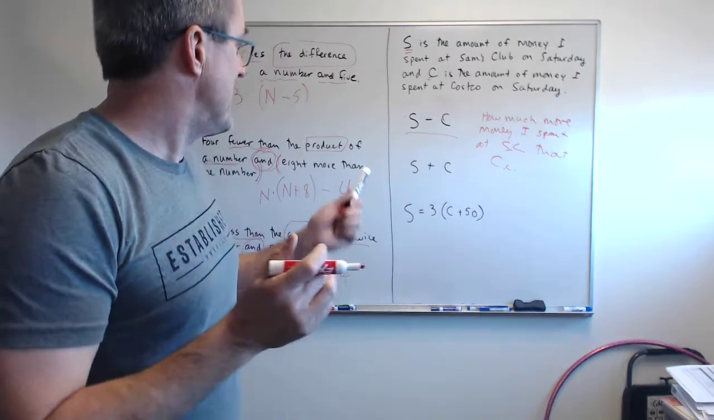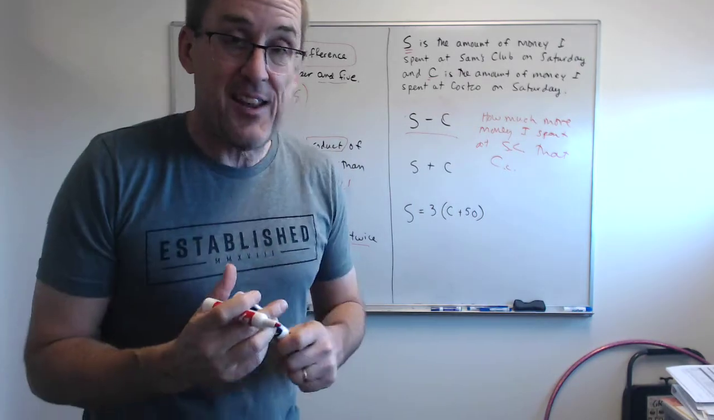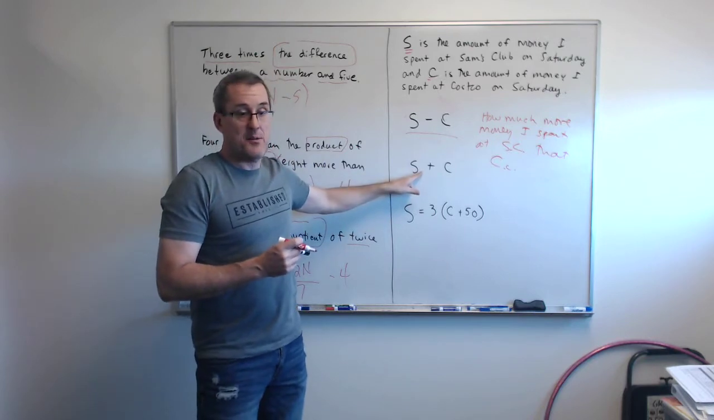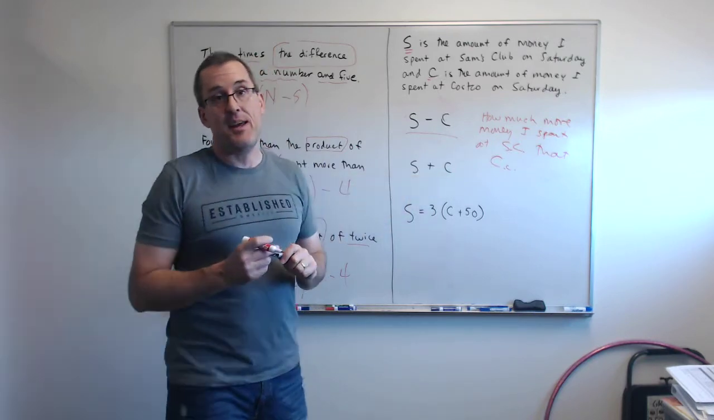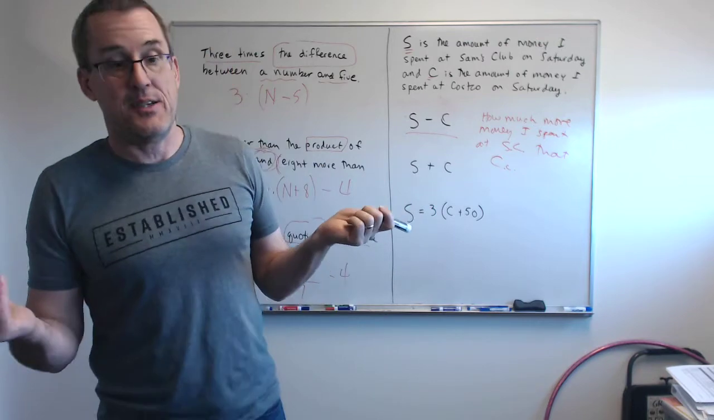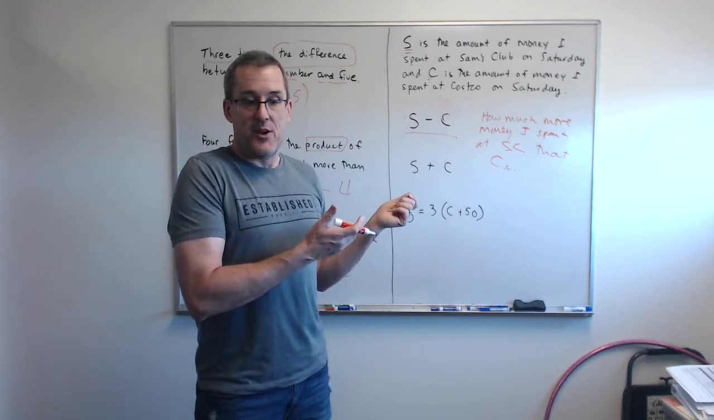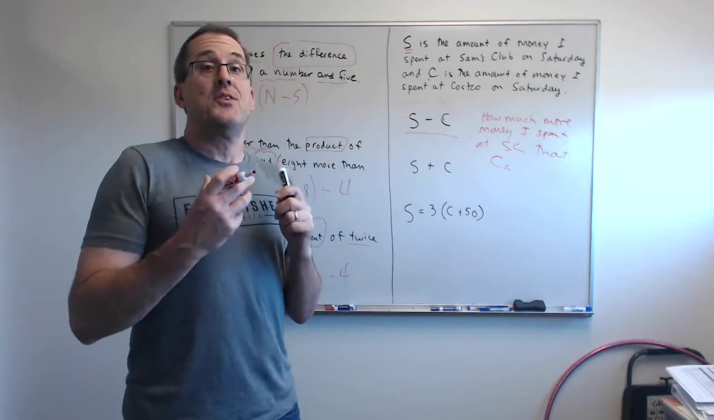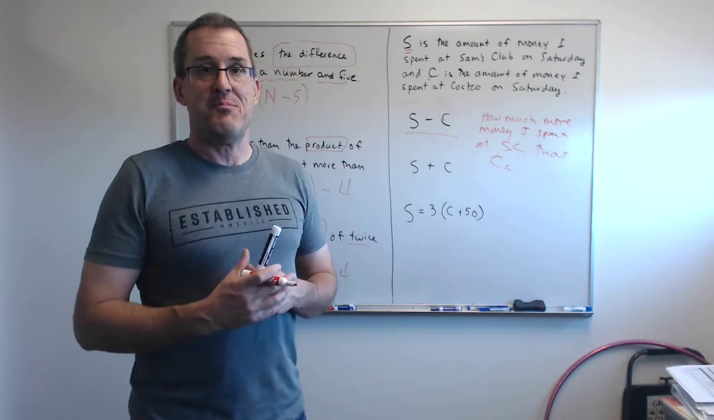Now, go down to the second one. What if I added those two amounts? What if I took the amount of money I spent at Sam's Club and added it to the amount of money I spent at Costco? What would that tell me? Again, this is not that you have to do anything. This is not a compute anything. This is not a solve anything. This is just, what does this expression mean?